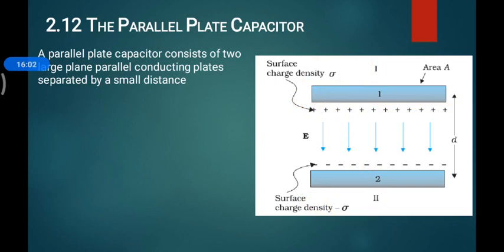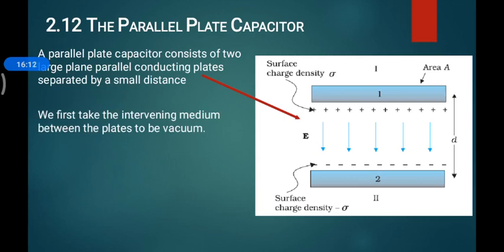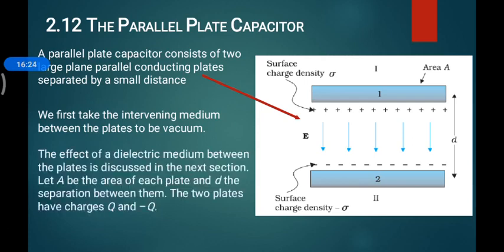This is clear from what the figure tells us. This is a parallel plate capacitor, two charged parallel conducting plates separated by a small distance. We first take the intermediate medium between the plates to be vacuum. It means even air is not there. Nothing is there in between. The effect of a dielectric medium between the plates is discussed in the next section.